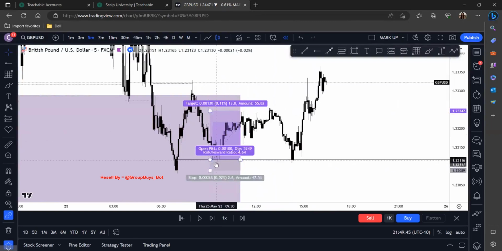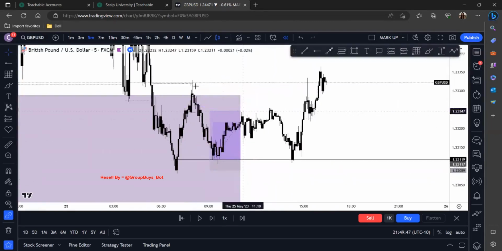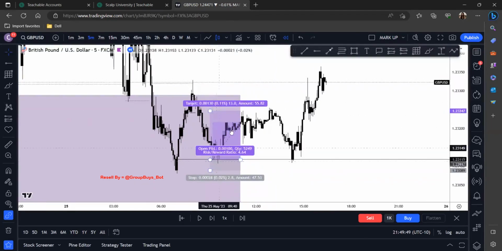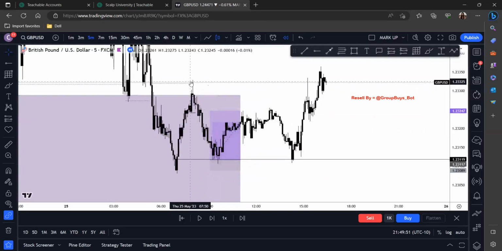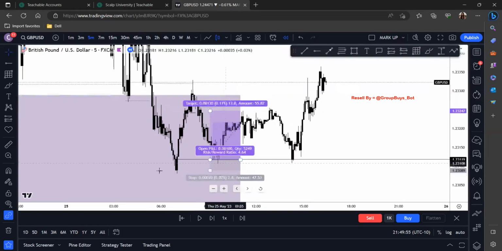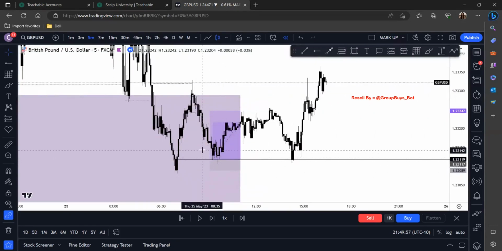But what happened here? This low failed to create a new high, right? This low failed to break this high. So what does that mean? It means that this low is weak, meaning that it's going to get ran through again.